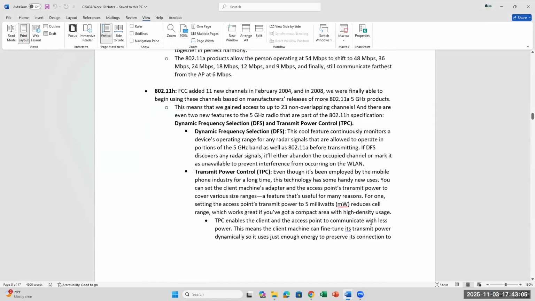Okay, so dynamic frequency selection, that's a way that we can operate in range. So for your 5G, for 802.11 AC currently, it's able to abandon a certain channel and be able to mark it unavailable and use the next channel in that particular range.